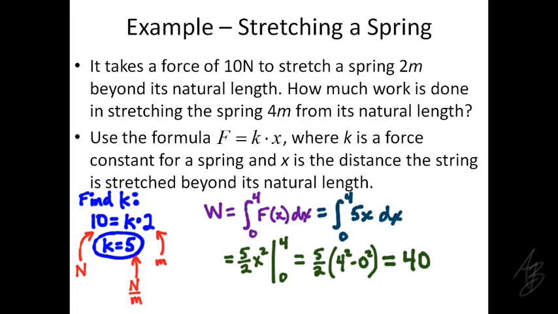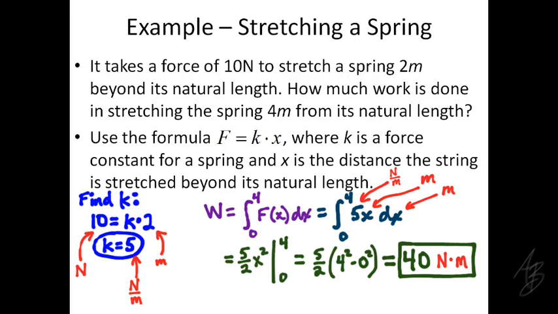Looking at this integral, this k value, this 5, is going to be newtons divided by meters. Our x value is going to be meters, and our differential here is also measured in meters. So when we multiply all of these together, we end up with newtons times meters, which is, in fact, one of the types of units that I mentioned in the previous slide.